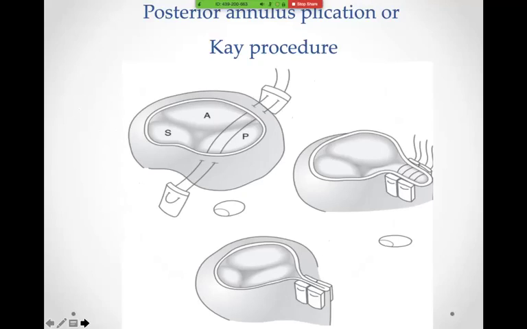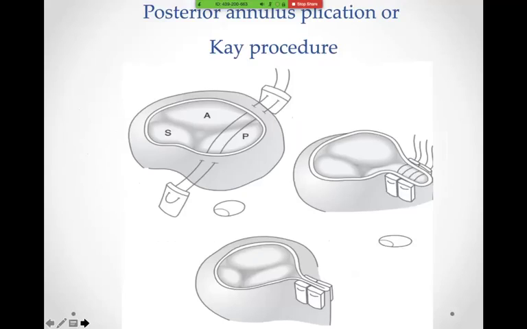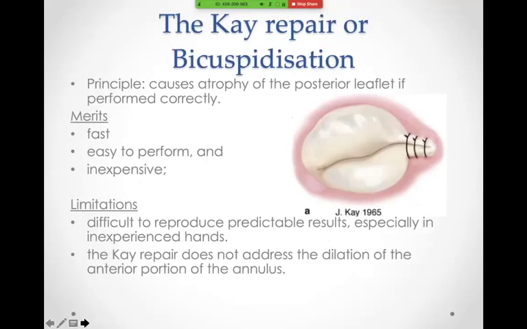So this is the simplest of the annular plication techniques for tricuspid valve. So basically what we do here is the posterior annulus is plicated, effectively reducing the size of the annulus into an anterior leaflet and the septal leaflet. So you can see a pledgeted stitch being taken through and through to reduce the size of the annulus. Next slide, please.